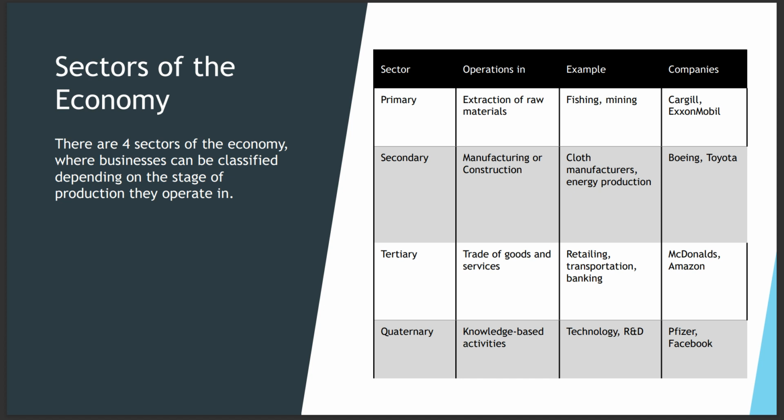Businesses in the tertiary sector usually operate in the trading of goods and services. An example of this would be retailing or transportation or banking. And common companies in the tertiary sector are McDonald's or Amazon. Businesses in the quaternary sector will operate in knowledge-based activities such as technology and research and development. And companies in the quaternary sector are Pfizer and Facebook.